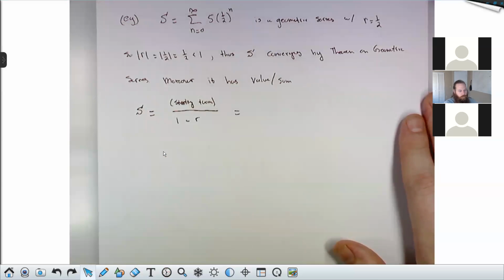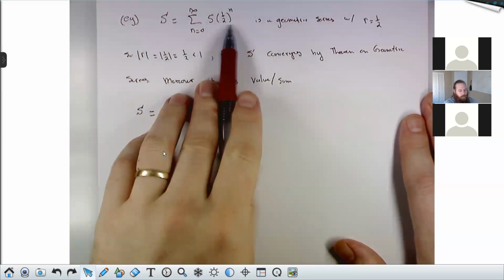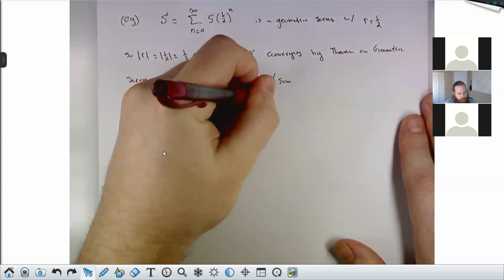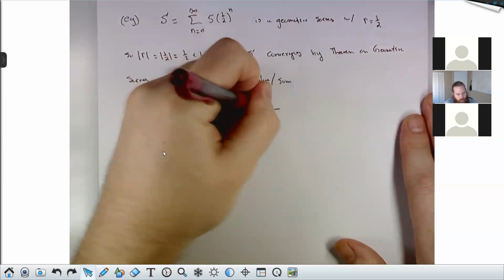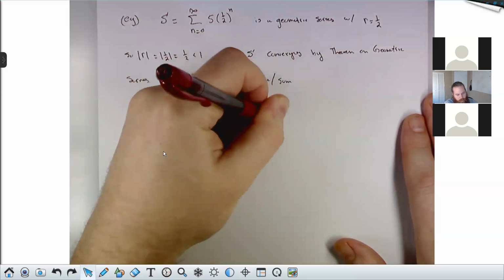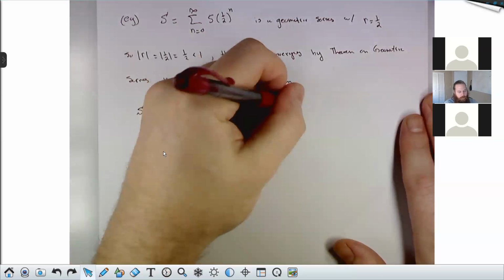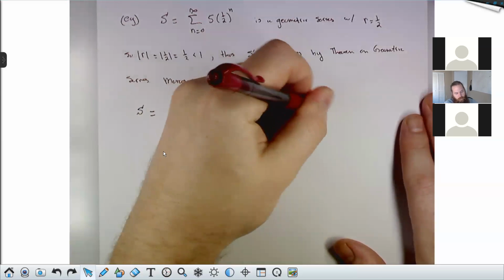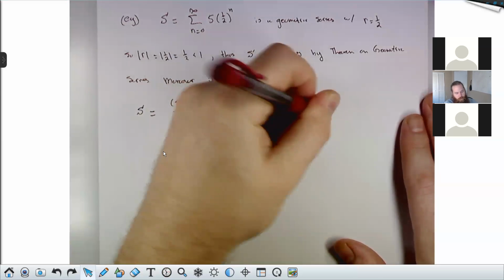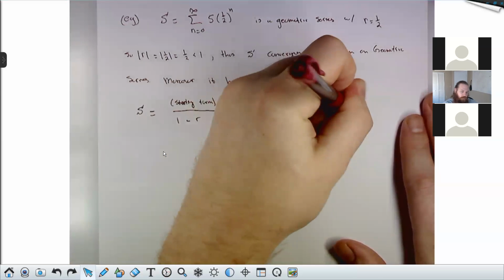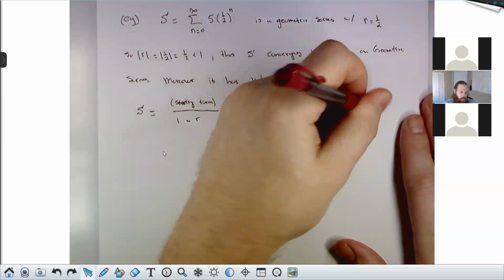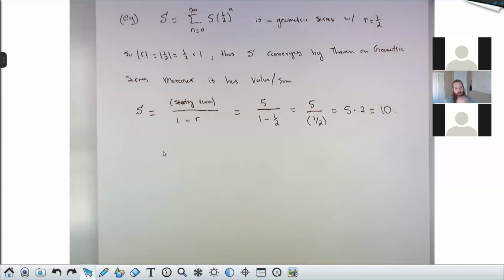Well, what's the starting term? When you write out this series, the starting term is 5. And 1 minus r is 1 minus 1/2. That's great. 5 is 5. 1 minus 1/2 is 1/2. So this is 5 times 2 over 1, or 10, which is what we thought.